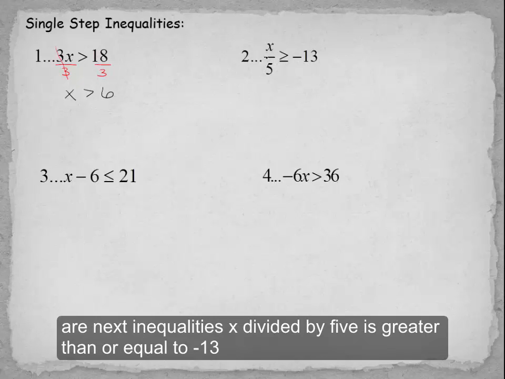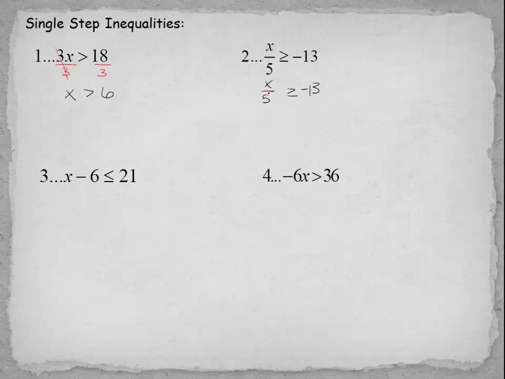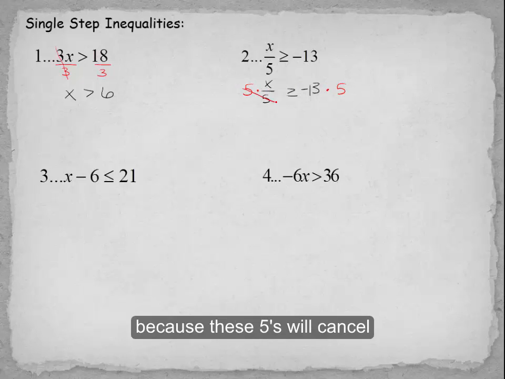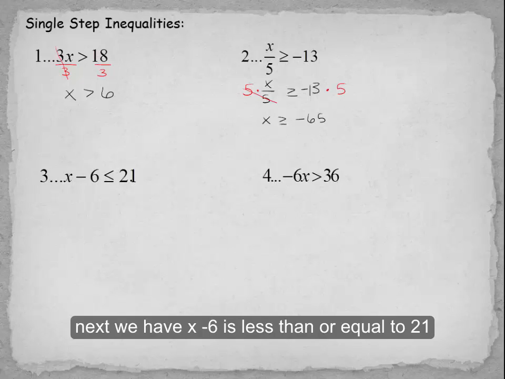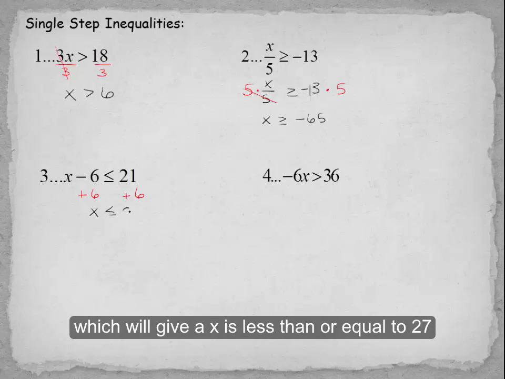Our next inequality is x divided by 5 is greater than or equal to negative 13. So first I'm going to rewrite that so I can have room to show the next step. To undo division, we'll multiply both sides by 5 because these 5's will cancel, which will leave us with x is greater than or equal to negative 65. Next, we have x minus 6 is less than or equal to 21. Our first step will be to add 6 to both sides, which will give us x is less than or equal to 27.